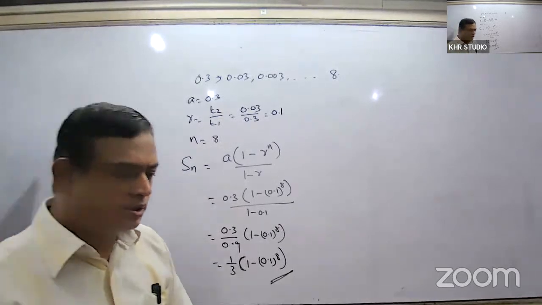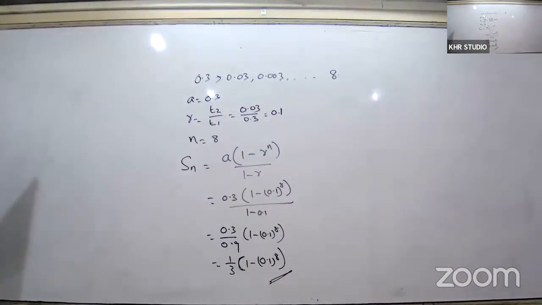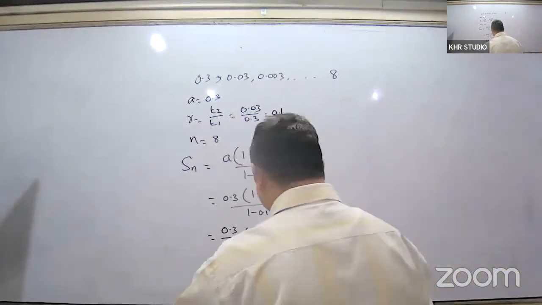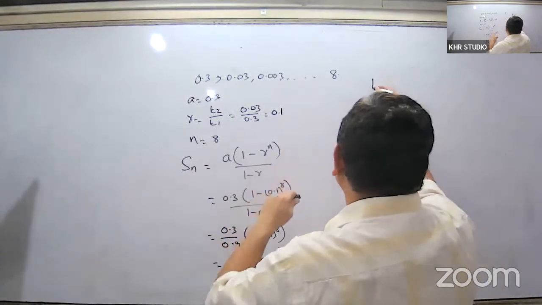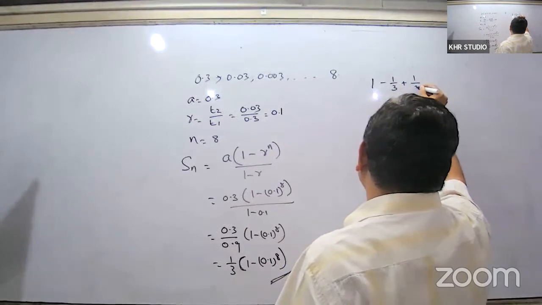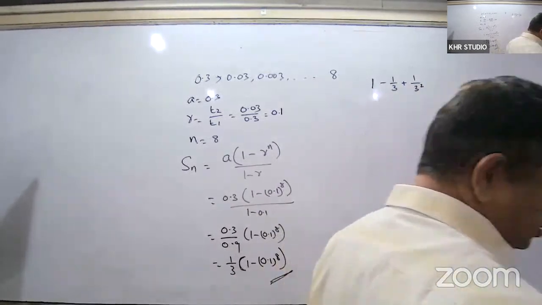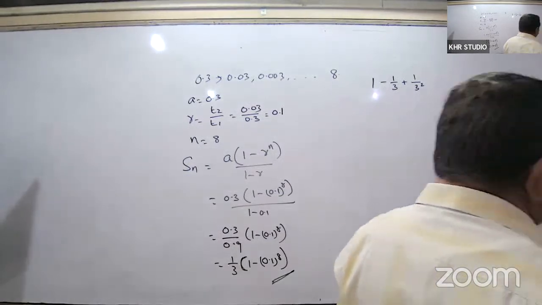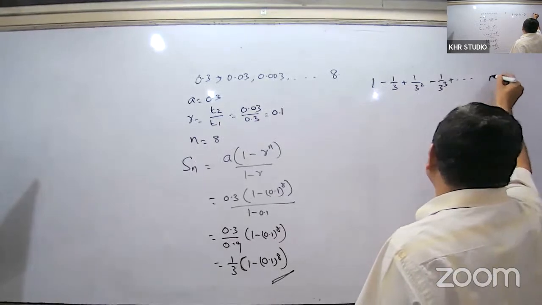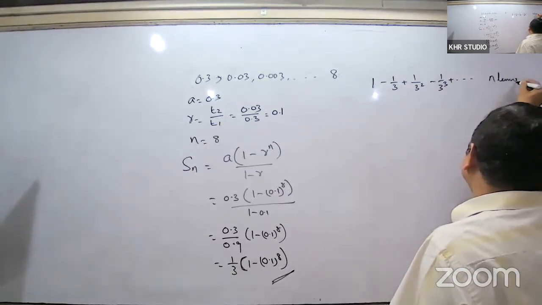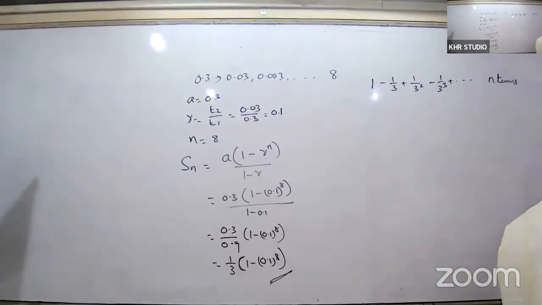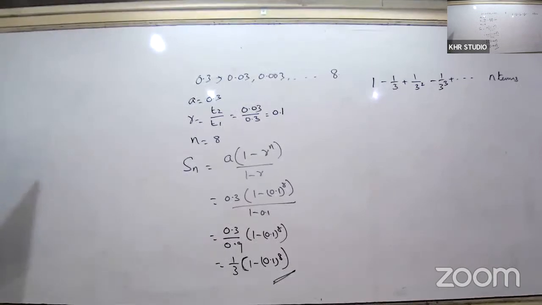All right. Okay. Second question. Up to n terms. Sequence is 1 minus 1 by 3, 1 plus 1 by 3 square, minus 1 by 3 cube, x plus etc. How many terms? N terms. So find out A, find out R.